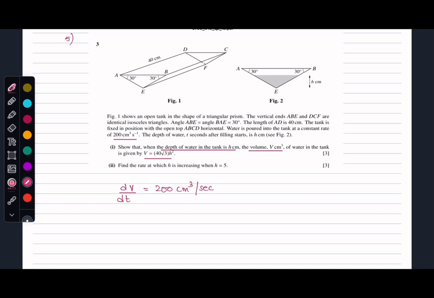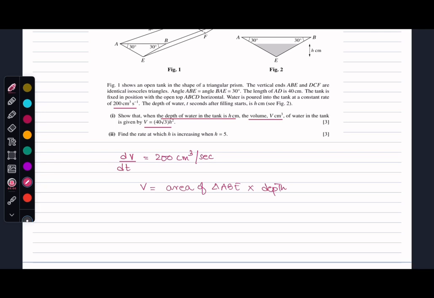knowing, and that is that the volume of this triangular tank is given as the base area, which is the area of the triangle ABE, times the height or the depth of this prism here. So the first thing is to find the area of the triangle ABE.